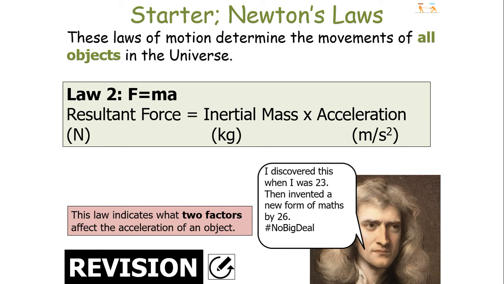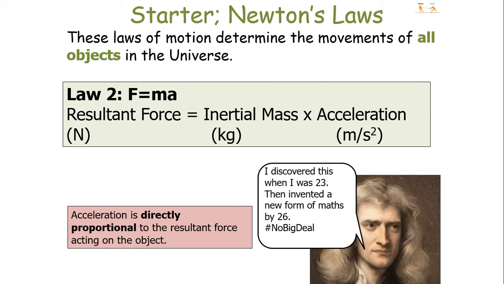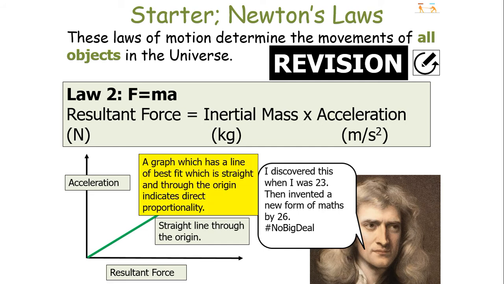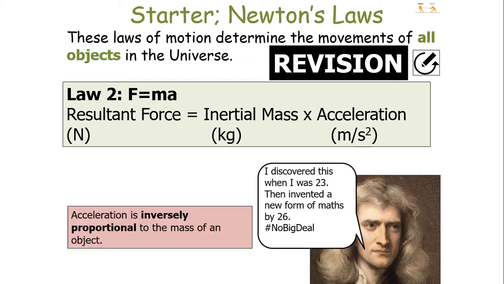So this law indicates what the two factors are which affect the acceleration of an object. The acceleration is directly proportional to the resultant force acting on the object. So if we plotted resultant force against acceleration, we would get a straight line through the origin, because a graph with a line of best fit that is a straight line through the origin indicates direct proportionality. But acceleration is inversely proportional to the mass of an object.